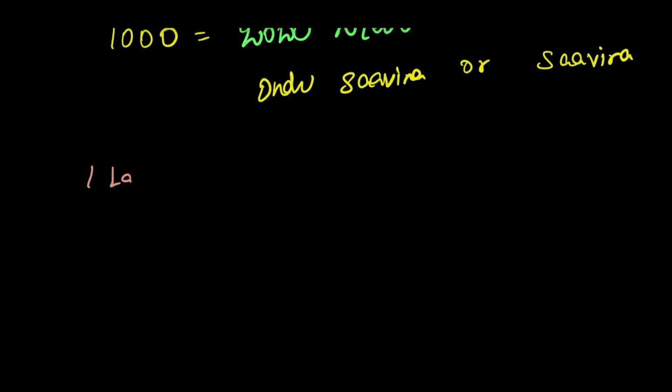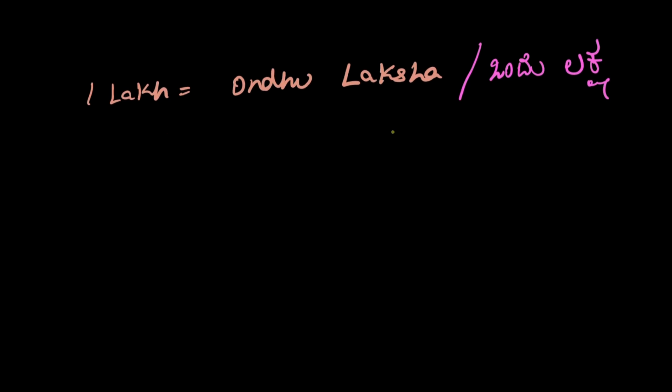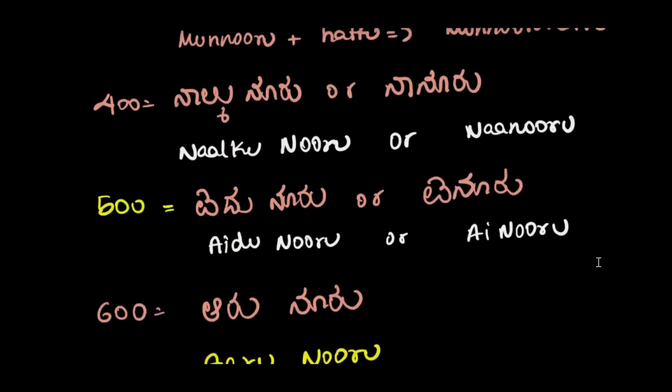And what about 1 lakh? 1 lakh is Ondu Laksha. Okay, in Kannada, let me write Ondu Laksha. So lakh is known as Laksha. And what about crore? Ondu Koti. Okay, Koti. Ondu Koti. Done.